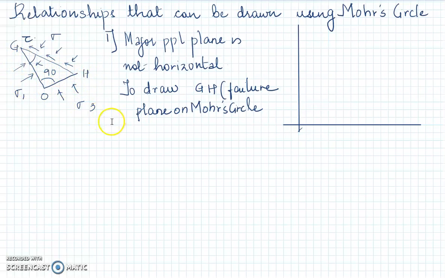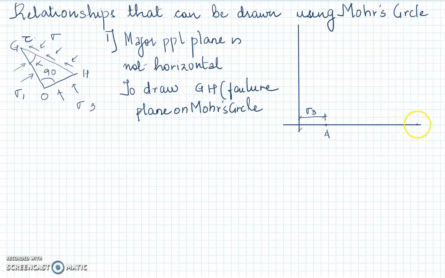What is the data that we have? We have the values of sigma 1 and sigma 3 and we have the direction of sigma 3. So how do we start? We have x and y axis. On this x-axis, first thing is we mark the point A. How do we mark point A? This is equal to what? Sigma 3.